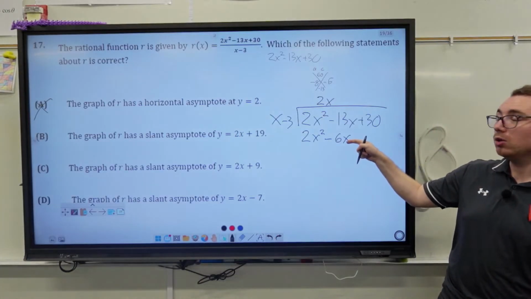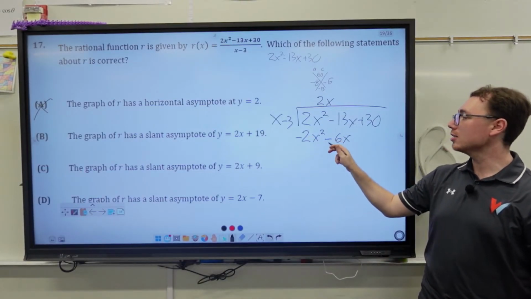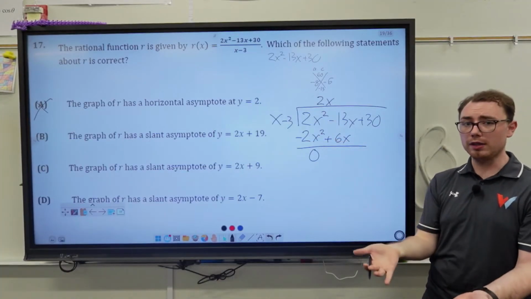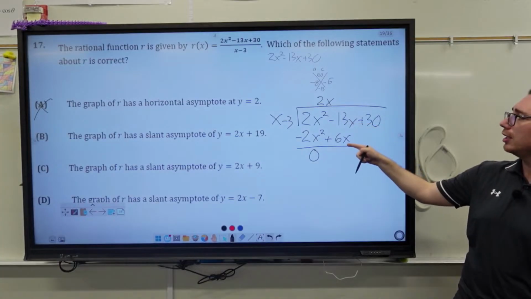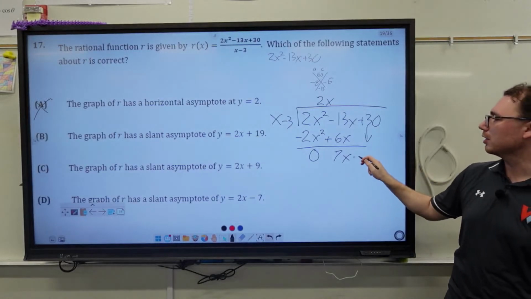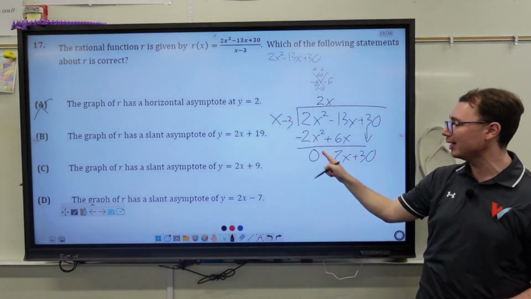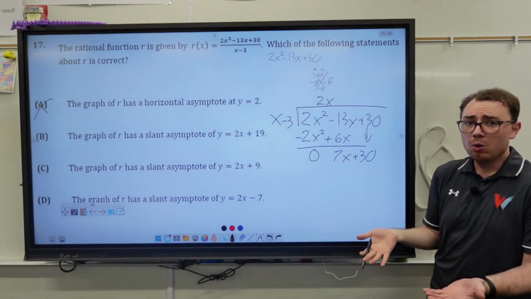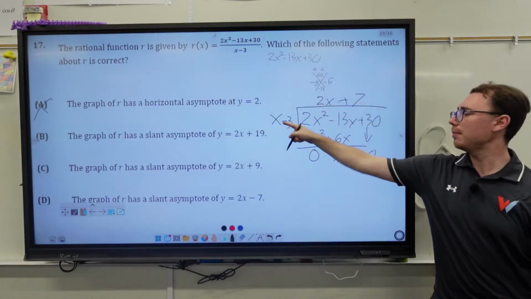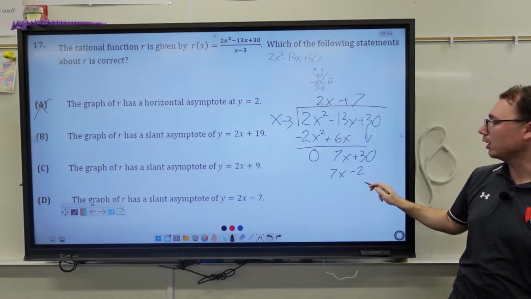Notice how for this value, it's just 2x times this one here. Then I change the signs of everything, because 2x squared minus 2x here then gives me 0, getting rid of that first term. For this one here, negative 13x plus 6x here gives me 7x. I drop down the rest of this here, plus 30. And now I just need to figure out what I multiply to x minus 3 to get that value. Well, what I need to multiply is plus 7. 7 times x gives me 7x. 7 times negative 3 gives me negative 21.